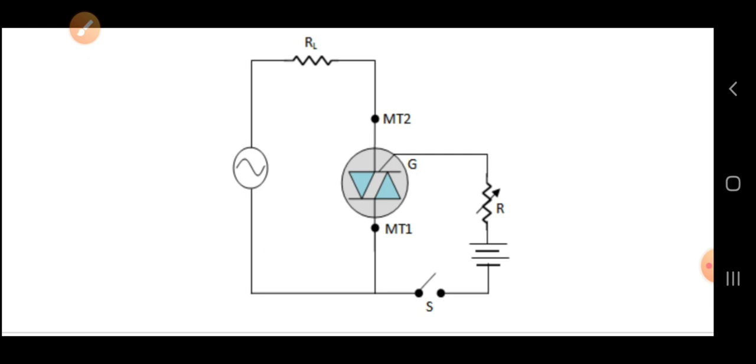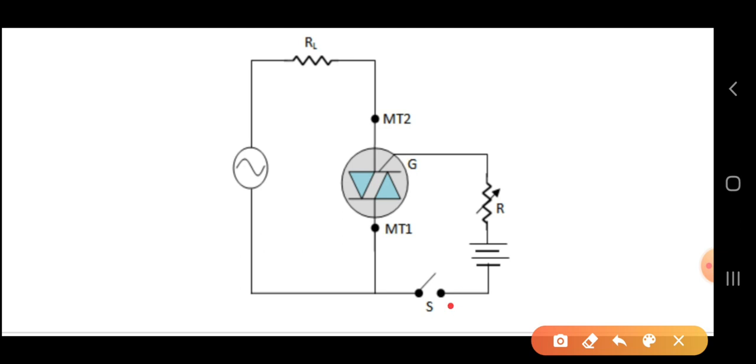So turn on may also happen when you close the switch. The switch means what you are observing here, this is a switch. As soon as you close this, the power supply is automatically given to the gate terminal. It is some voltage you are going to apply. Then what happens is the gate current starts flowing in the gate circuit.